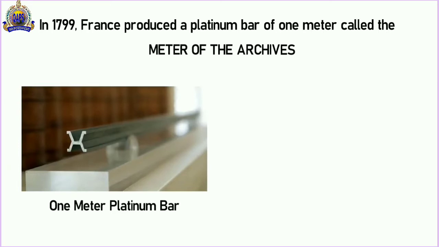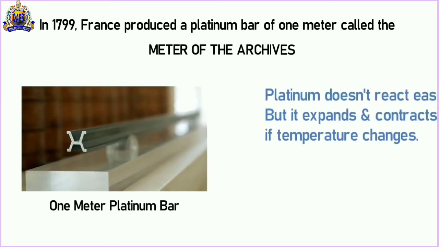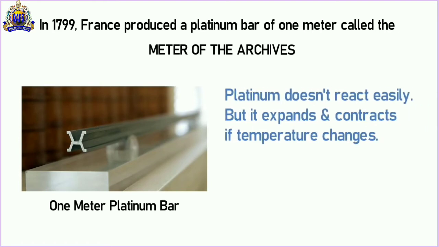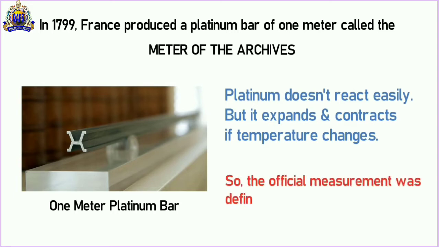So the question is why the platinum bar was used here. Platinum has some properties: it doesn't react easily. It means it doesn't expand or contract if the temperature changes. If there was any change in the temperature, there would be no change in the bar. Iridium was also used with the platinum to make the bars and the copies of the bars of 1 meter. These were sent to other countries, and they were used officially there at that time.